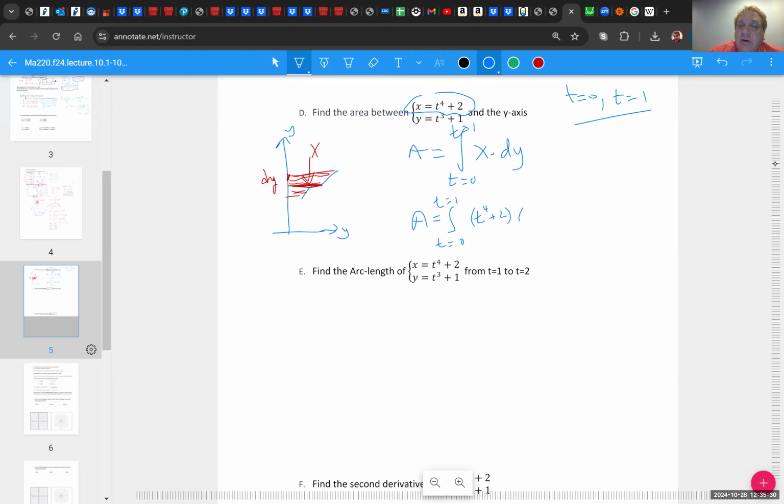I'll do some of it. I'm not sure at this point whether I'll do all of it. Maybe I'll leave it as a quick exercise. This becomes the integral from 0 to 1 of t to the 4th times 3t squared, which is 3t to the 6th, plus 2 times 3t squared, which is 6t squared, and then I got a dt here. And then you anti-differentiate, plug in the 0, plug in the 1.